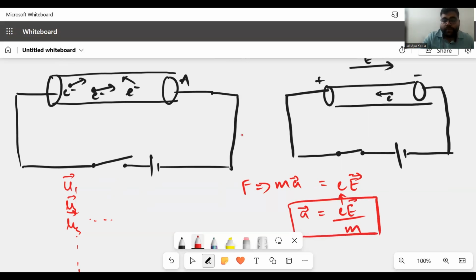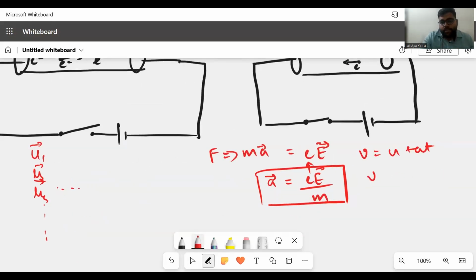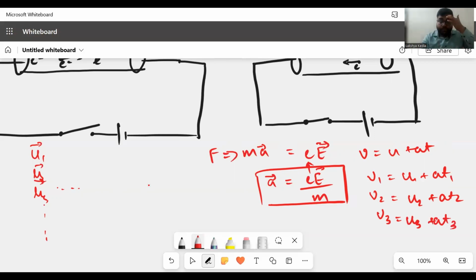Now we know the equation of motion, which is v = u + at. So as there are many electrons, we can say for all the electrons, v1 = u1 + at1, v2 = u2 + at2, v3 = u3 + at3, right? This way we can go up to n electrons, the number of electrons which are present there.